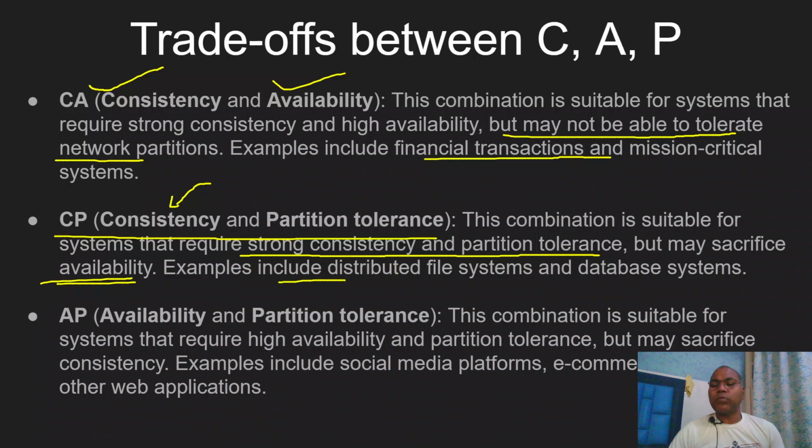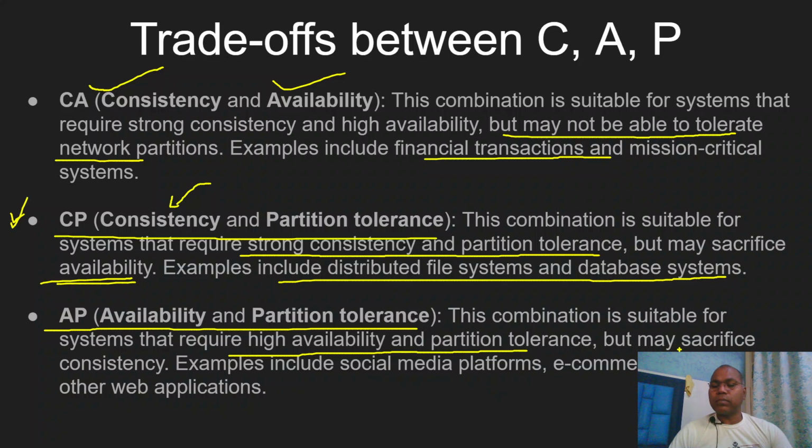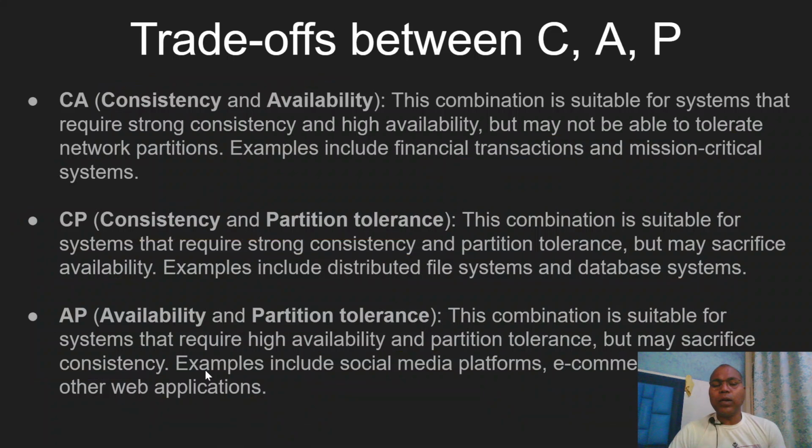Such is the distributed database. These require high consistency and partition tolerance. But sometimes consistency can be compromised, but I need these two, availability and partition tolerance. So this is suitable for the requirement of high availability and high partition tolerance, but maybe sacrificing your consistency. For example, social media, e-commerce websites, or any web application with really high load, high data, global access goes with AP.